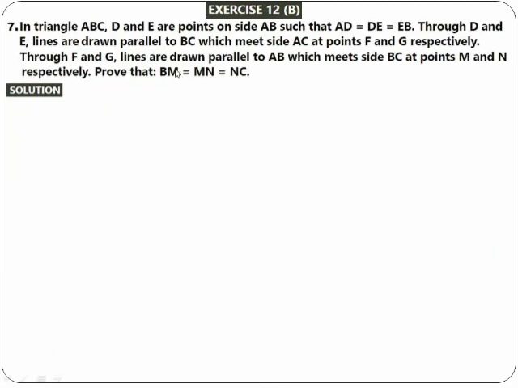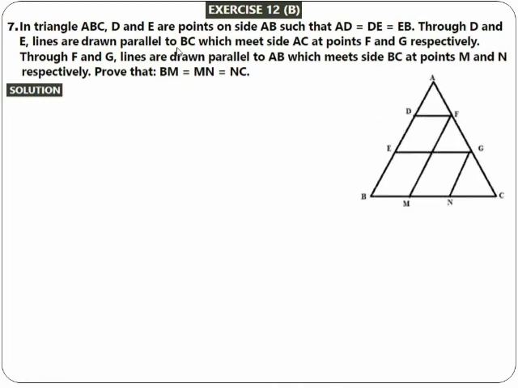Okay, so let us take one more question from this particular exercise, and this is going to be my last problem from this exercise. So first let me show the diagram here. The question says, in triangle ABC, D and E are points on AB such that AD is equal to DE is equal to EB. Through D and E, lines are drawn parallel to BC, which meet side AC at F and G respectively.